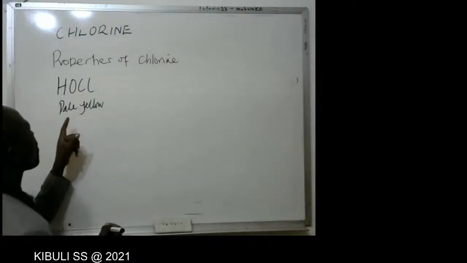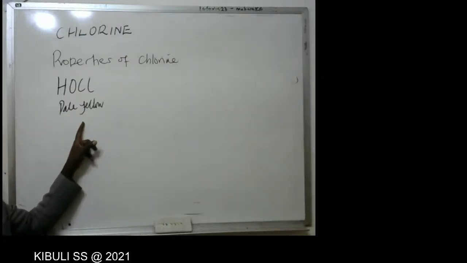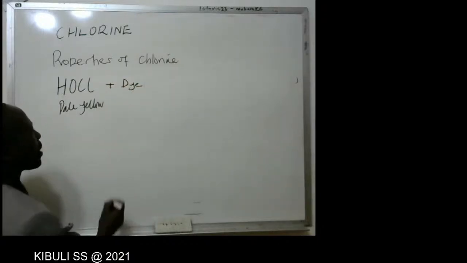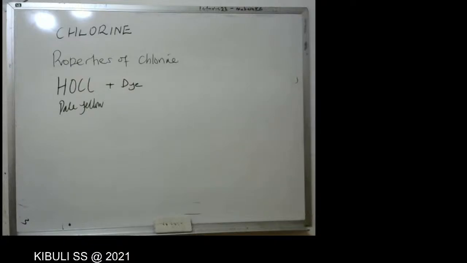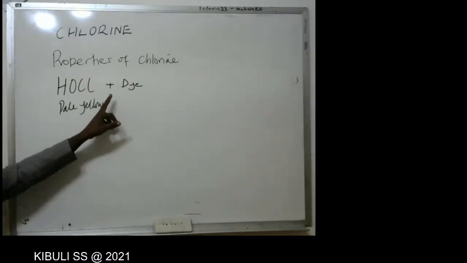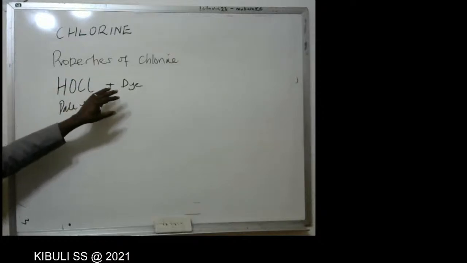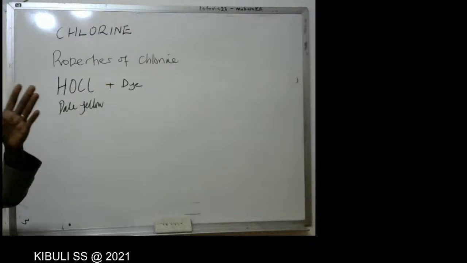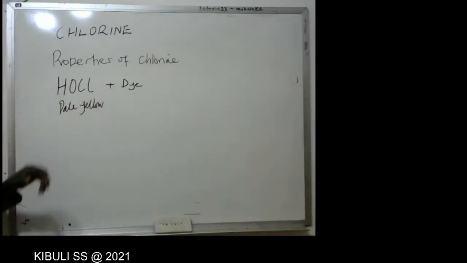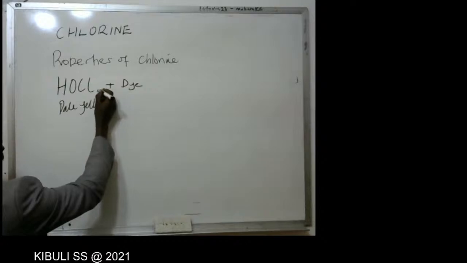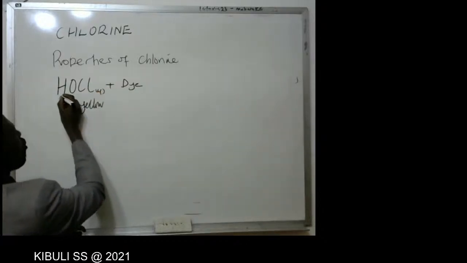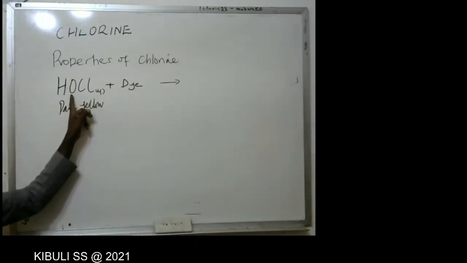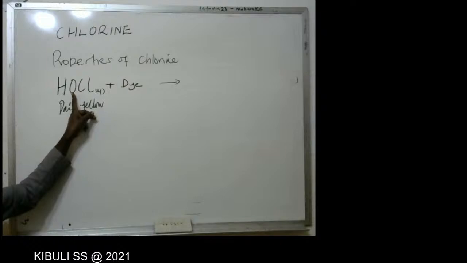So hypochlorous acid is a bleaching agent. Because what happens? Hypochlorous acid plus a dye. This dye can be color in your cloth. This dye can be a stain on your cloth. So the moment you soak a cloth that has a dye on it, a flower that is colored, anything colored, you soak it in chlorine water, what happens? This compound is very reactive. We say the dye picks oxygen from the hypochlorous acid.